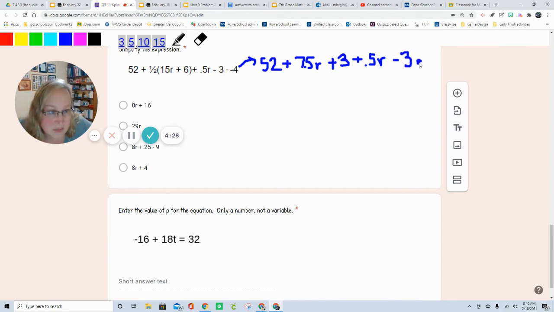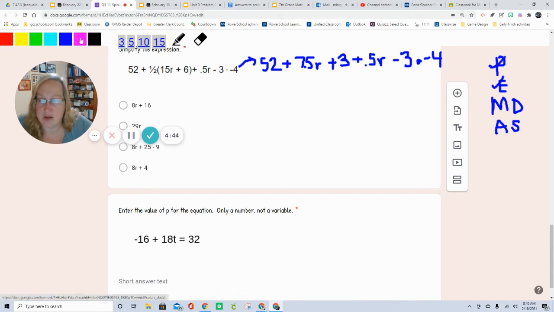times negative 4. So now in my parentheses, exponents, M, D, A, S. We have done this one. We have done this one. So now we are on this one. So I'm going to multiply these two, and I get negative 3 times a negative 4 is a positive 12. Everything else comes down because it's not changed, which means I have to write the whole thing.